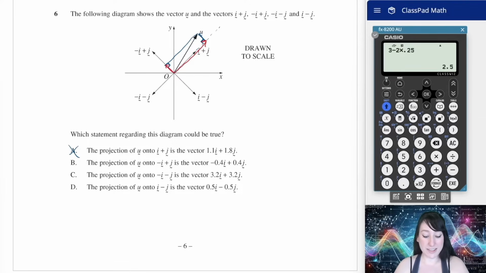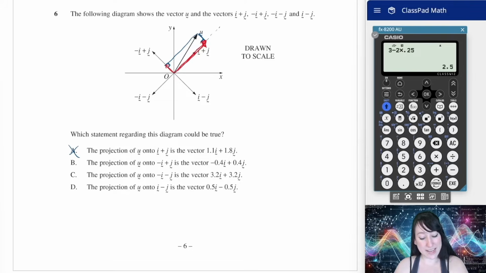So option C is the projection of u onto minus i minus j is the vector 3.2i plus 3.2j. So what would that projection look like? Well, that projection would be the first one we looked at, this one here. So that's going now in the opposite direction of minus i minus j, and it is longer than minus i minus j. But is it 3.2 times longer? It doesn't seem so. So we'll probably rule out option C.